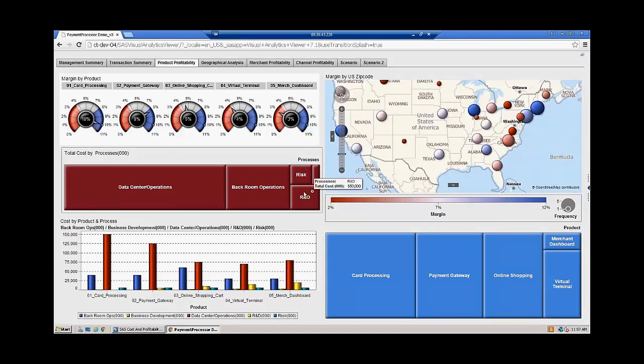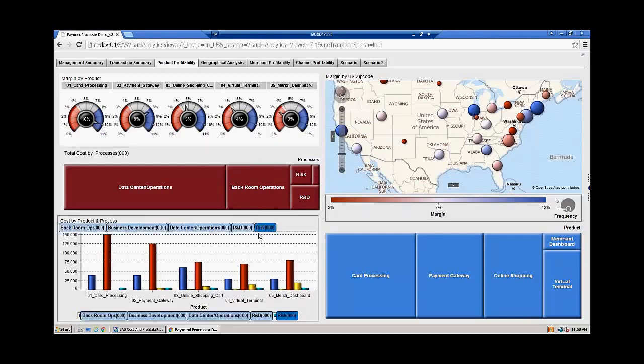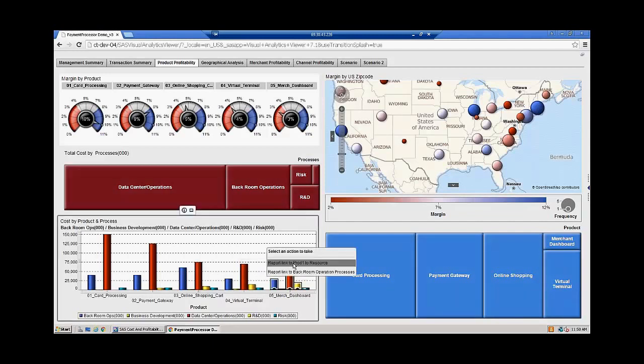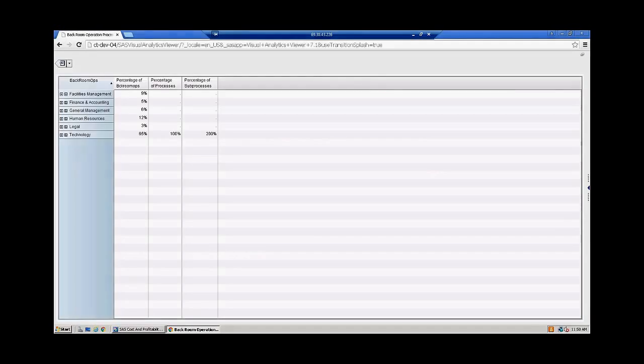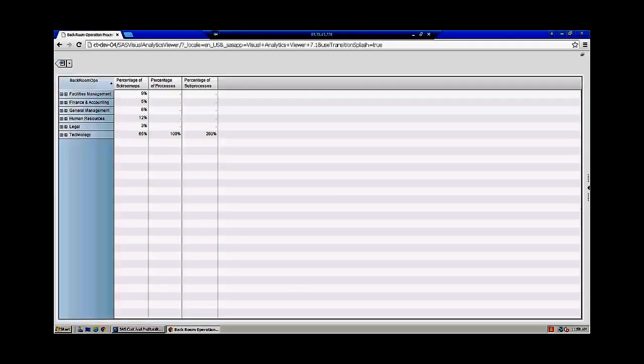The tree map in the center left side of the dashboard provides a visualization of the total relative cost for each major process: data center operations, backroom operations, and so on. Next, let's take a look at the lower left, cost by product and process. This provides contributing process cost for each product. You can drill down into the details for each process. For example, here you can see that backroom operations has 6 components: facilities management, finance, and so on.